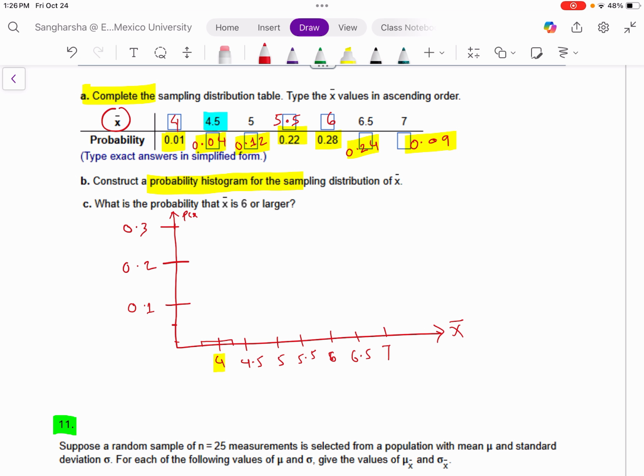Okay. 0.04. This is 0.05, this is 0.15, this is 0.25. So 0.04, sorry, this is 0.04, slightly below 0.05. The probability when our x bar is 5 is 0.12. So 0.12 is somewhere here.